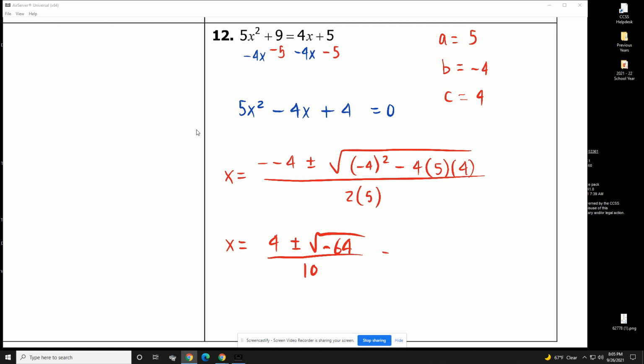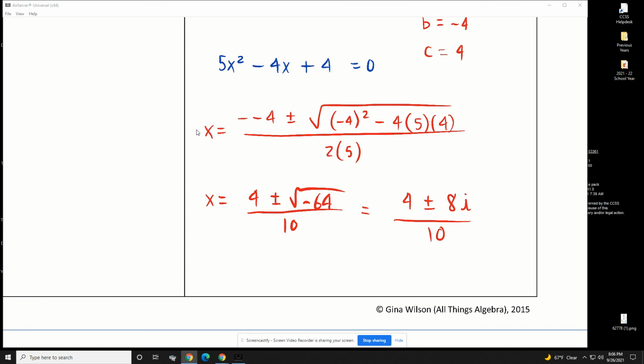So look what happens here with this problem. This is kind of similar to what we've done recently. That right there, 4 plus or minus, the square root of negative 64, how does that negative escape that radical? As an i, remember that? And then what about that square root of 64? Does it escape? Yeah, it escapes as an 8. So 4 plus or minus 8i over 10.